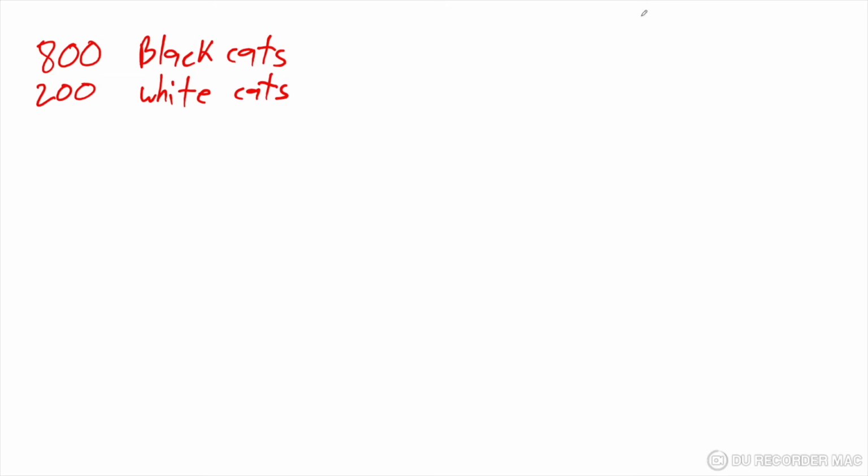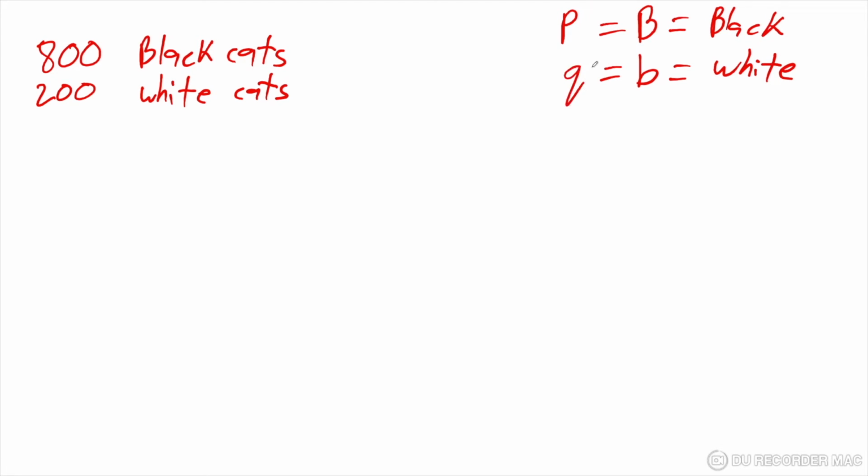Since here, this is your black cat, the allele for your white cats is the smaller letter b. Now, since this is the allele for the dominant, it will be the p, and this is the allele for the recessive, it will be q. Okay? Now, with that being done, we'll move on with the computation.